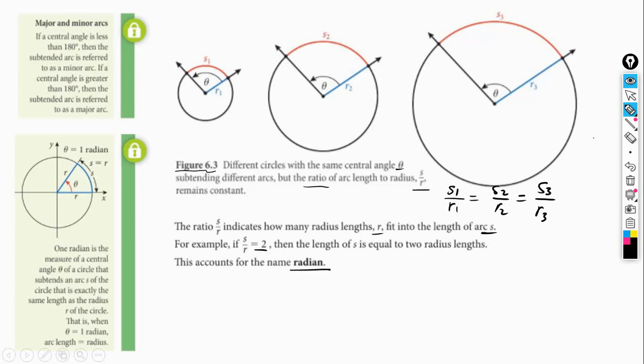Now, another thing that is important is distinguishing between major and minor arcs. If a central angle is less than 180 degrees, then the subtended arc is referred to as a minor arc. If the central angle is greater than 180 degrees, then the subtended arc is referred to as a major arc. Also, 1 radian is a measure of a central angle theta of a circle that subtends an arc S of the circle that is exactly the same length as the radius. So in other words, S over R would equal 1, which means that theta is equal to 1 radian.